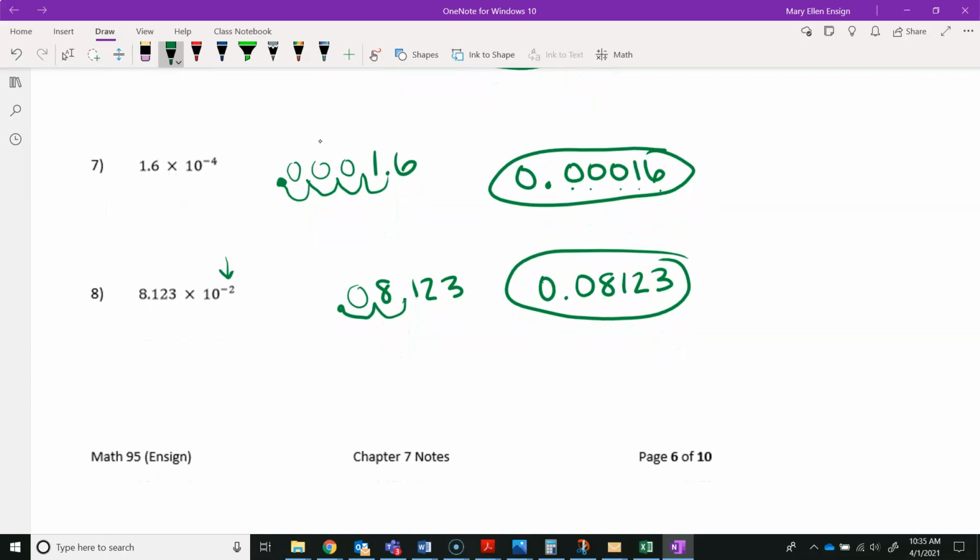Okay, so that's the end of our scientific notation. Kind of a long explanation of it, but I want you to really understand it and not just think of it as this process that you don't understand.